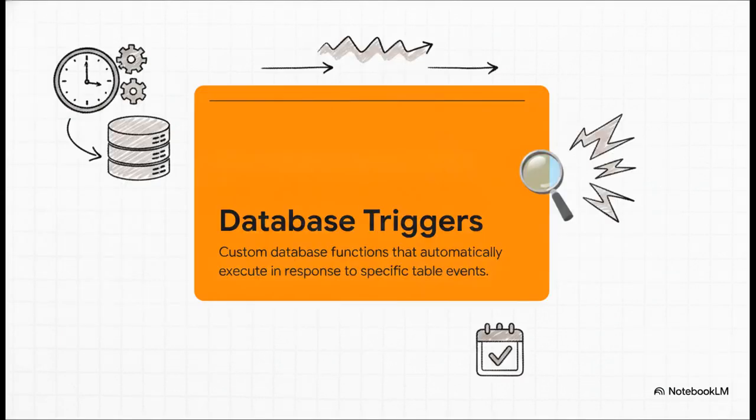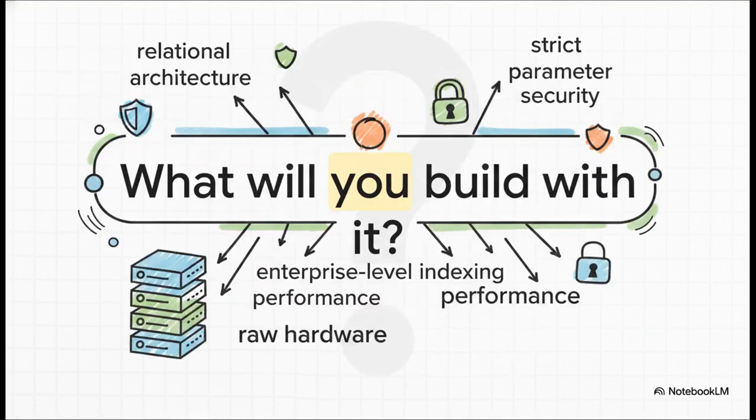But what about automation? That's where database triggers come into play. These are custom functions that automatically execute in response to specific events happening inside your tables. Imagine writing application code to manually update an updated_at timestamp every single time a user alters their profile. It's tedious and it's error-prone. Instead, you write a database trigger. The exact millisecond a row changes, the trigger fires automatically behind the scenes, flawlessly stamping the new time right at the database level.